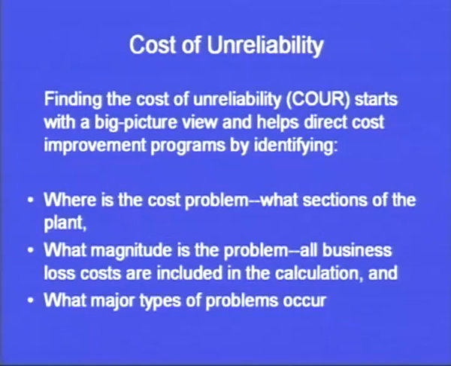Cost of unreliability. There are certain costs, damages or losses that are accountable to the company when the product or the service is unreliable. Finding the cost of unreliability, COUR, starts with a big picture view and helps direct cost improvement programs by identifying the following things. Direct cost improvement programs are run by many organizations. Where is the cost problem? What sections of the plant? Where is this problem happening? Where we are spending more money, the reliability is less.